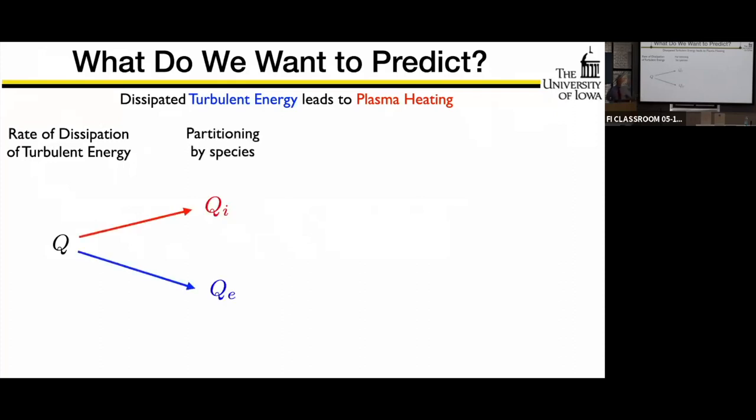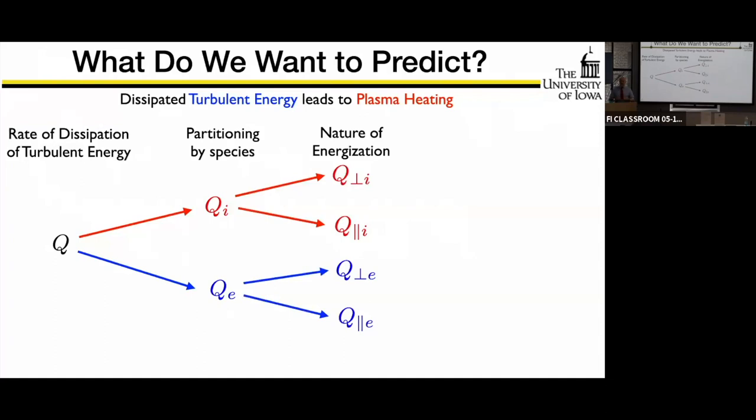But we don't just want to know that. We want to know, because this is a weakly collisional plasma and the ions and the electrons can have vastly different temperatures, how is that dissipated turbulent energy partitioned by species, by ions or electrons? And then finally, we can go further and say, what is the nature of that energization? Am I energizing the perpendicular degrees of freedom or the parallel degrees of freedom? Because those have very different observational consequences.